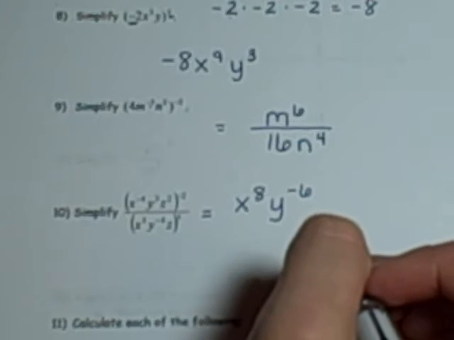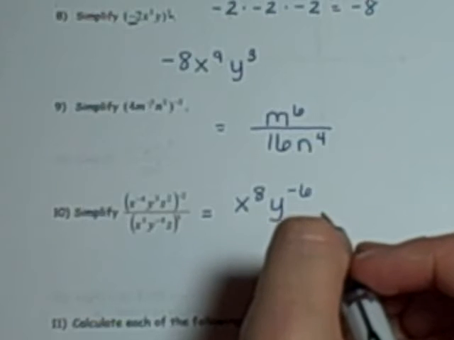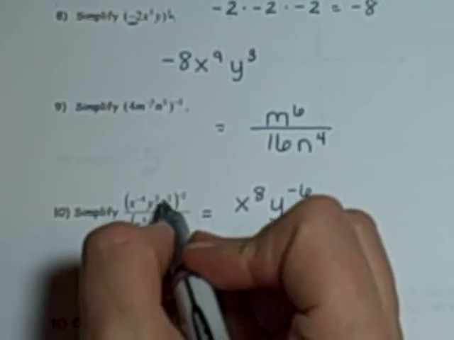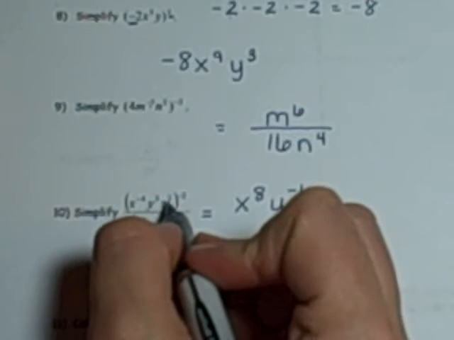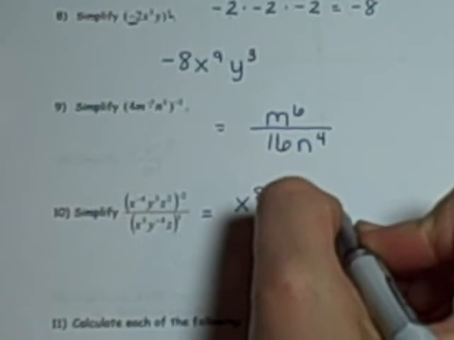I know you might be thinking, well, that means it has to go on the bottom. But we'll take care of that in just a minute. And then I have z to the power of 2, and then to the power of negative 2. So 2 times negative 2 is negative 4.